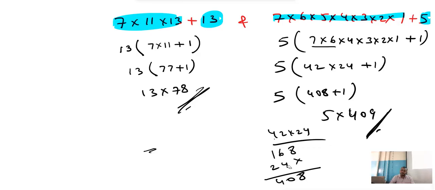Very good. What should come here? 2 2s are 4. 2 4s are 8. The answer is 9. 6 plus 4, 10. 8 plus 1, 1, 0, 0, 8. Now it's correct. 5 into 1, 0, 0, 8.